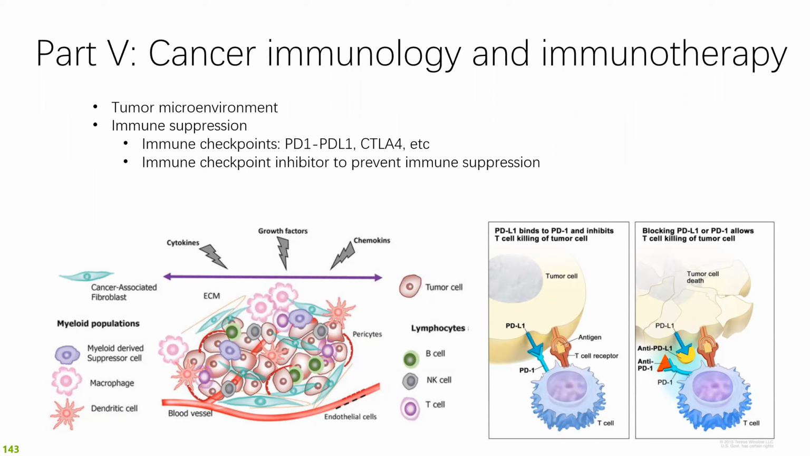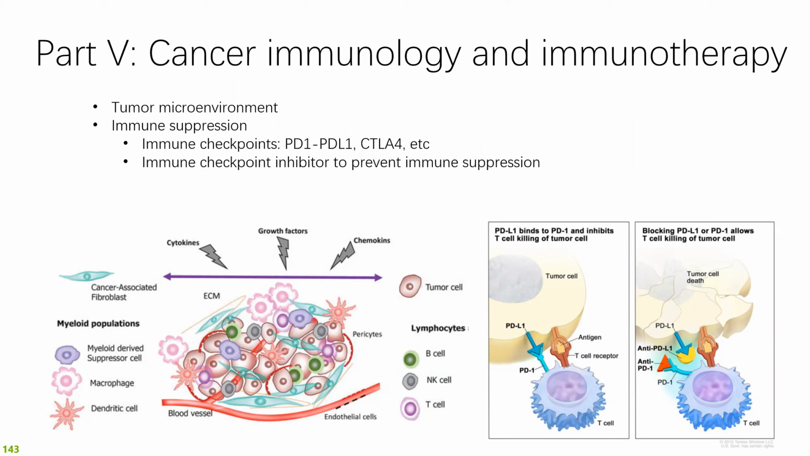They will suppress the function of immune cells through a mechanism called immune checkpoints. For example, on the tumor cell, it will have, say, the PD-L1 ligand, which can bind to the PD-1 molecule on the surface of T cells. And upon recognition, it will suppress the function of T cells.